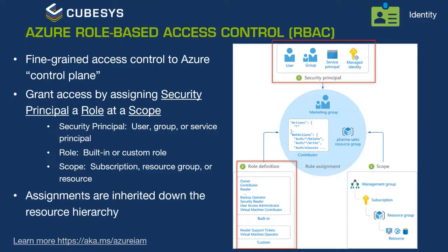And the final thing with RBAC that's really important is your scope. Understanding where you apply that permission is key, because as soon as you apply it on a management group, it flows down. So obviously the lower down that tree, the more granular the access control is.